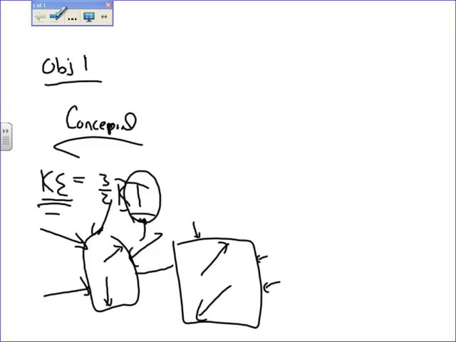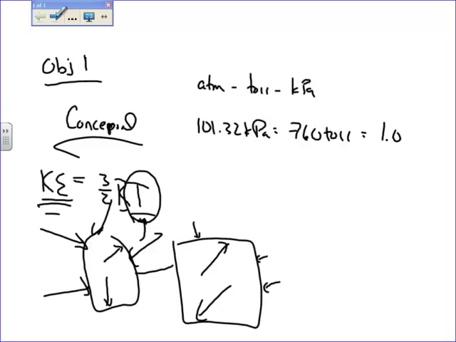Okay? And then a lot of people are struggling with the second question, which is mathematical, which is super easy. What do you do there? You're going to convert atmospheres to torr to kPa. You just need to know that 101.32 kPa equals 760 torr equals 1 atm.